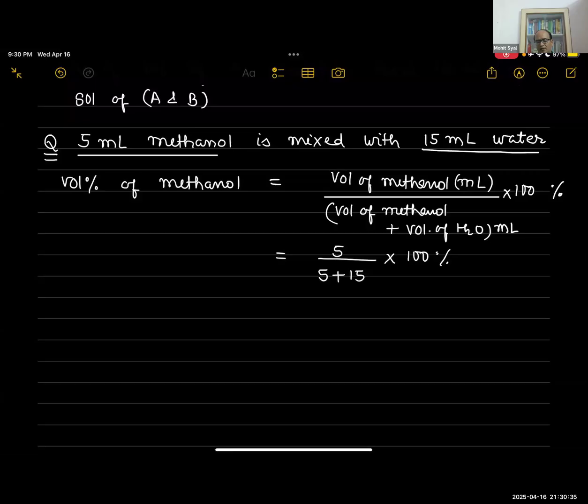So it's actually 25%. 25% to mention V by V, okay, volume by volume.